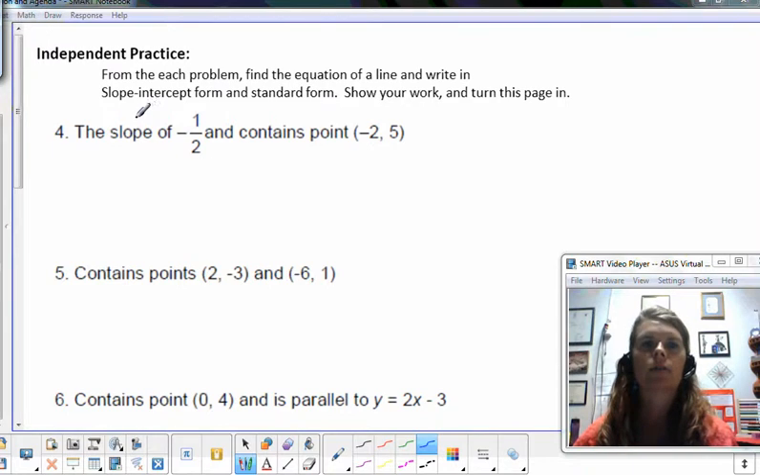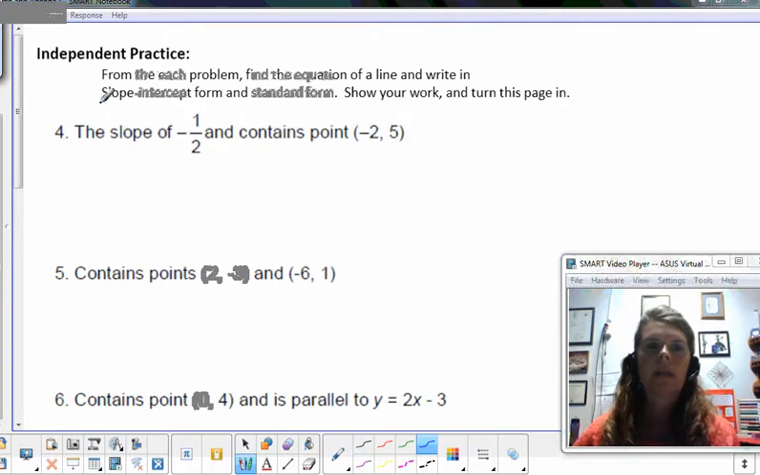I'm here to tutor you in your homework for tonight, and you have this independent practice. It's the last page in your packet. And what the instructions say are: from each problem, find the equation of a line and write it in slope-intercept form and standard form. Show your work and turn this page in.